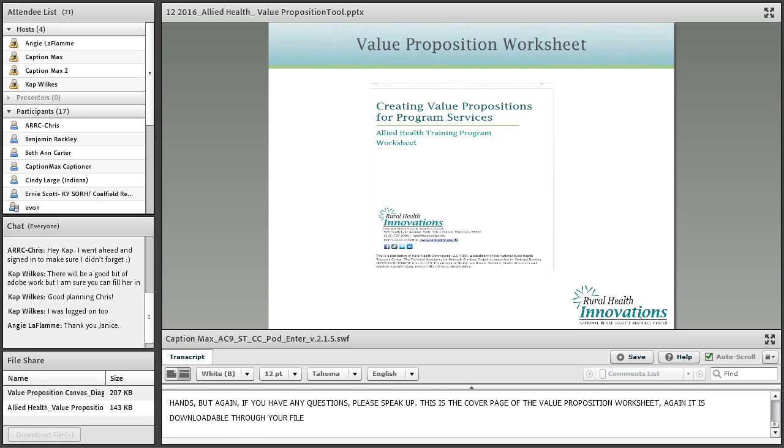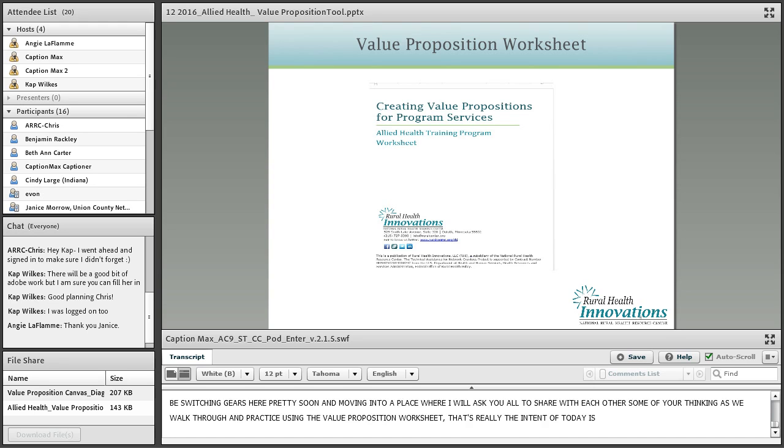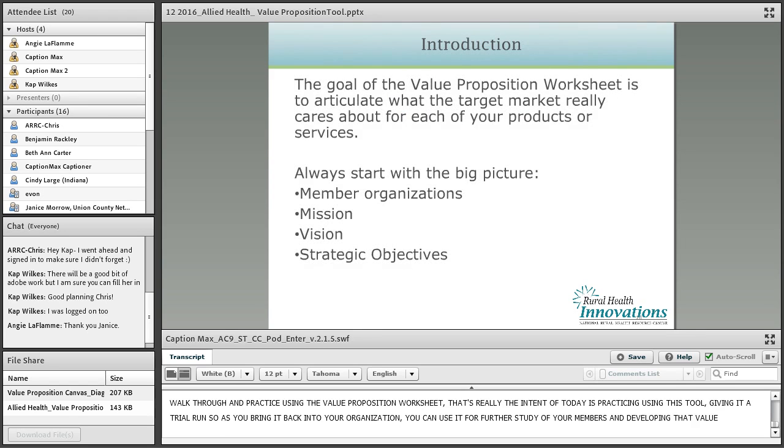This is the cover page of our value proposition worksheet, and again, it's downloadable through your file share on the lower left of your Adobe screen, and we'll be posting it to the website as well. I'm going to be switching gears pretty soon and asking you all to share with each other some of your thinking as we walk through and practice using this value proposition worksheet. That's really the intent of today: practicing using this tool, giving it a trial run, so that as you bring it back into your organization, you can use it for further study of your members and developing that value proposition for your products and services.